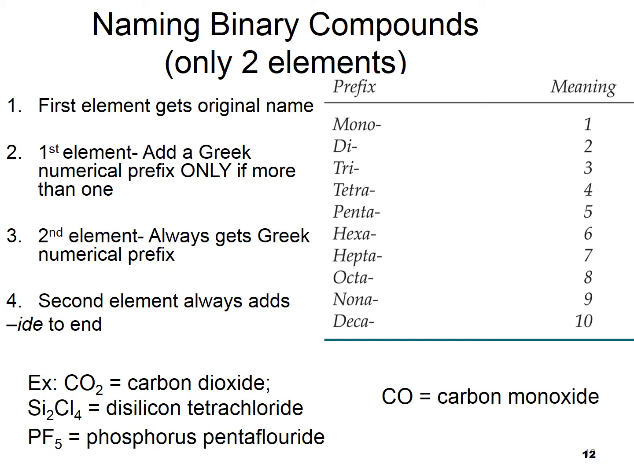And a great example of how the second one always gets a Greek numerical prefix, but the first one doesn't, is carbon monoxide, right? Both have one atom, but the second one will get the mono. The first element does not.